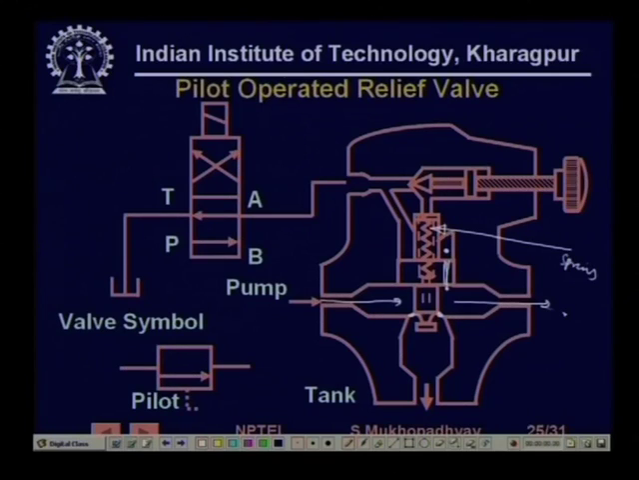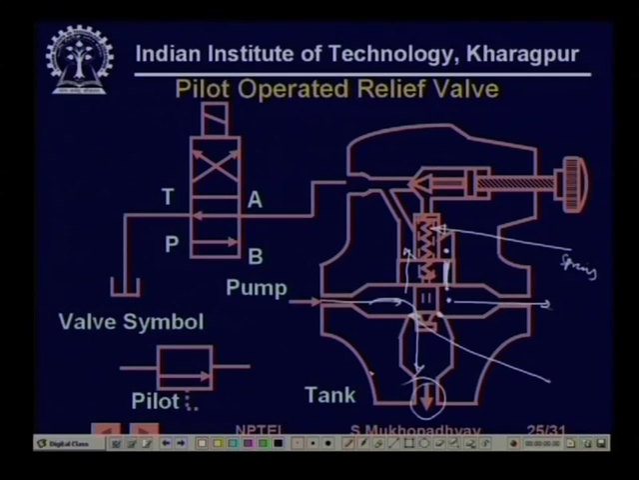Now if there is a very sudden pressure rise, then because this is a narrow orifice, the pressure here and here will not be the same. So suddenly if the pressure rises high here, this will be pushed up by that force, and naturally this opening will be opened and fluid will drain to tank. This is tank. So therefore sudden pressure rises can be controlled.